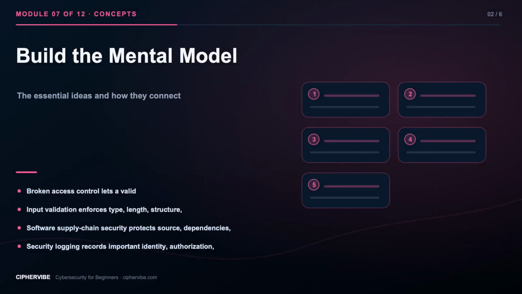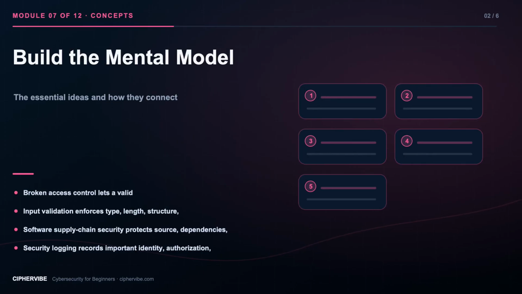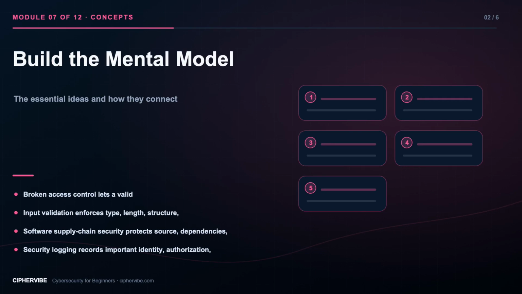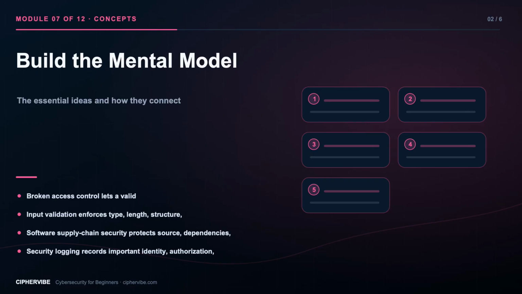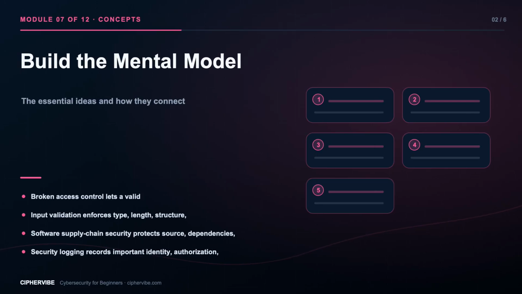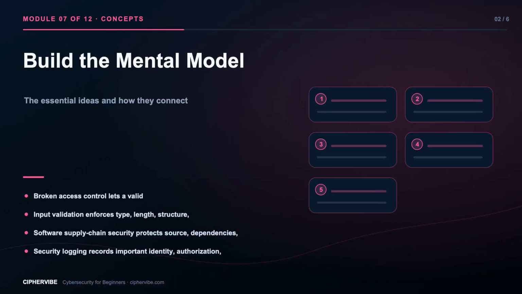Start with 4 concepts that provide the vocabulary for application and API security. First, broken access control lets a valid or anonymous user perform an action outside the intended authorization policy. Second, input validation enforces type, length, structure, range, and context before data reaches sensitive operations.